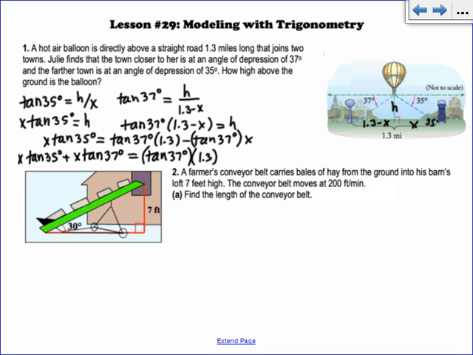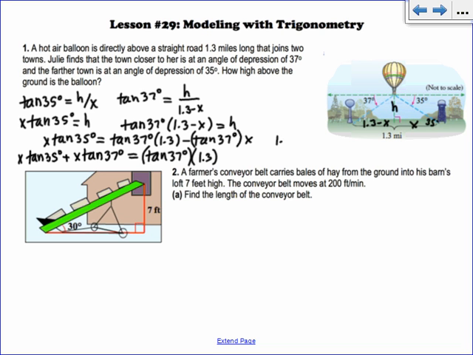Okay, so let's do tangent of 35. Make sure you're in what mode? Degrees. Degree mode, that's right. It's always hard in pre-calc because you have to go back and forth so many times. All right, so we have tangent of 35, and we're going to add it to tangent of 37.